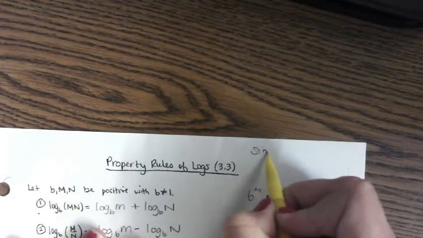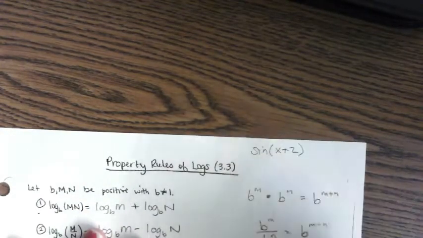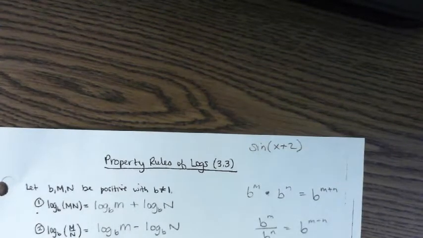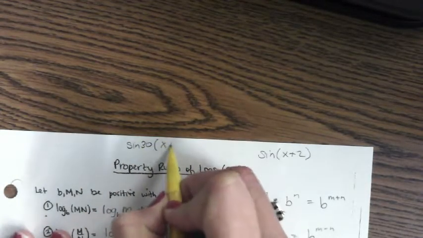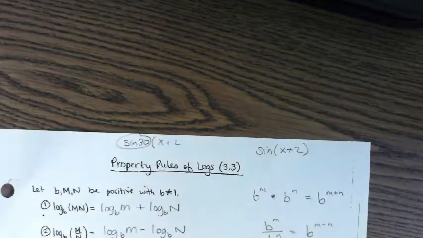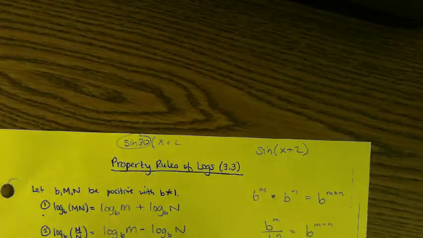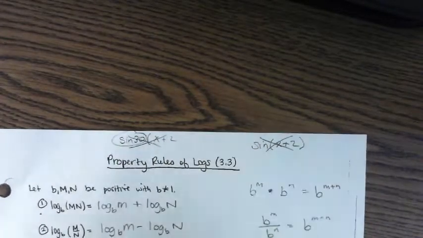It's like people try to do the same thing with sine and cosine. The sine of x plus 2. You don't distribute sine. It's like a functionality. It's not a number. You only distribute numbers. Now, if something was like the sine of 30 times x plus 2, that's a number. You could take the 1 half and distribute that, right? So you cannot distribute these logs, these signs that are not numbers. They're functionalities that do something to numbers.